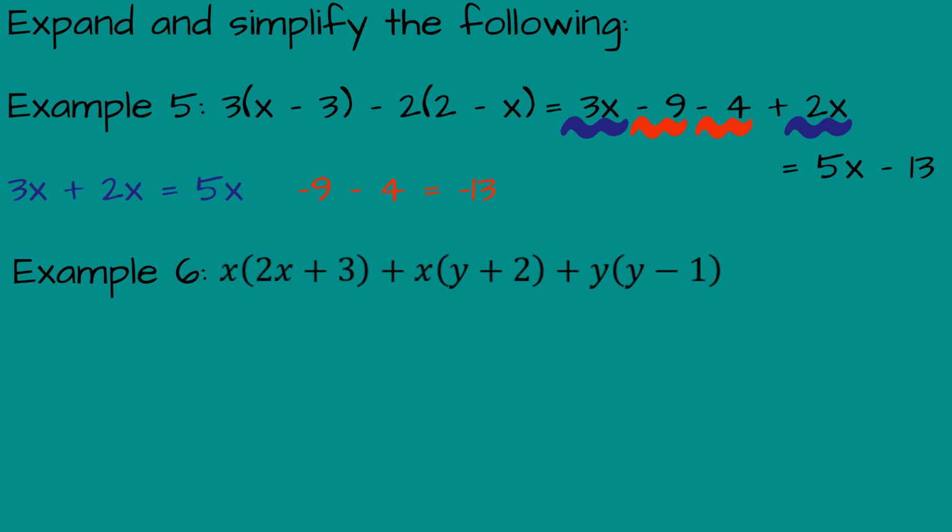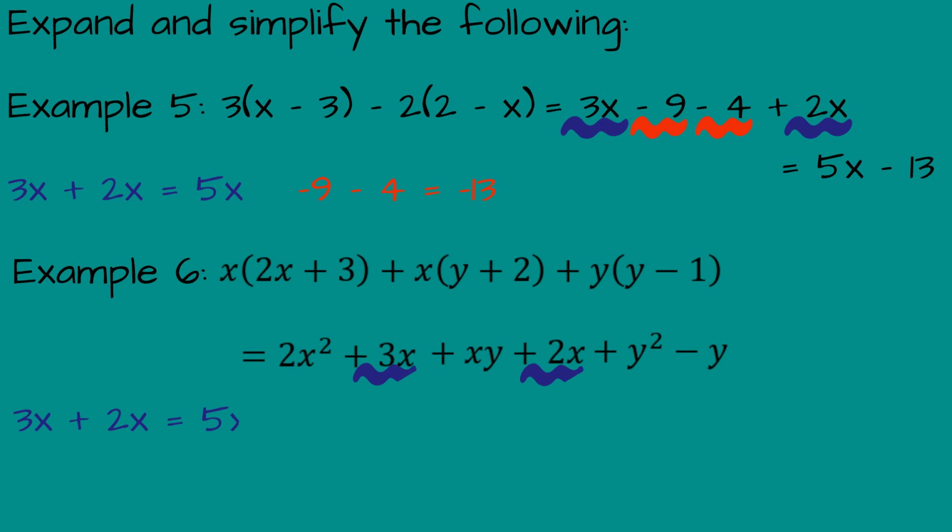The first bracket is x times the bracket 2x plus 3. This gives us 2x squared plus 3x. The second bracket is x times the bracket y plus 2, which gives us xy plus 2x. The last bracket is y times the bracket y minus 1, which gives us y squared minus y.